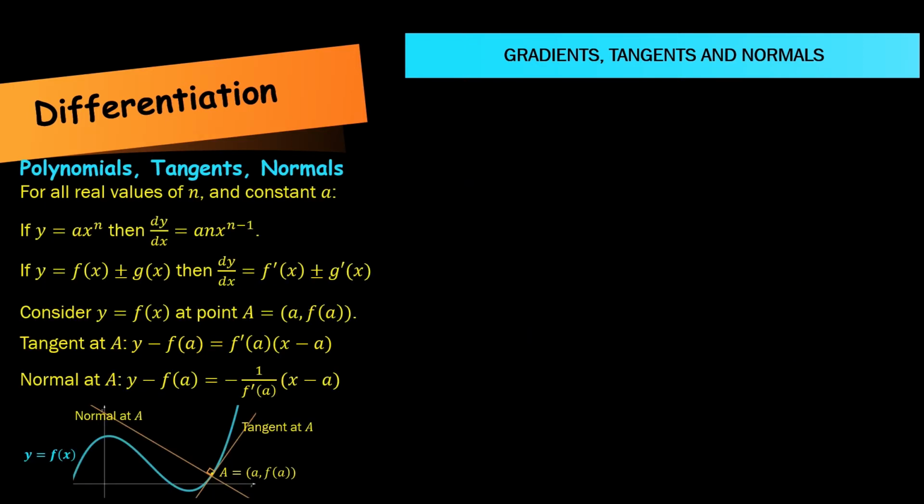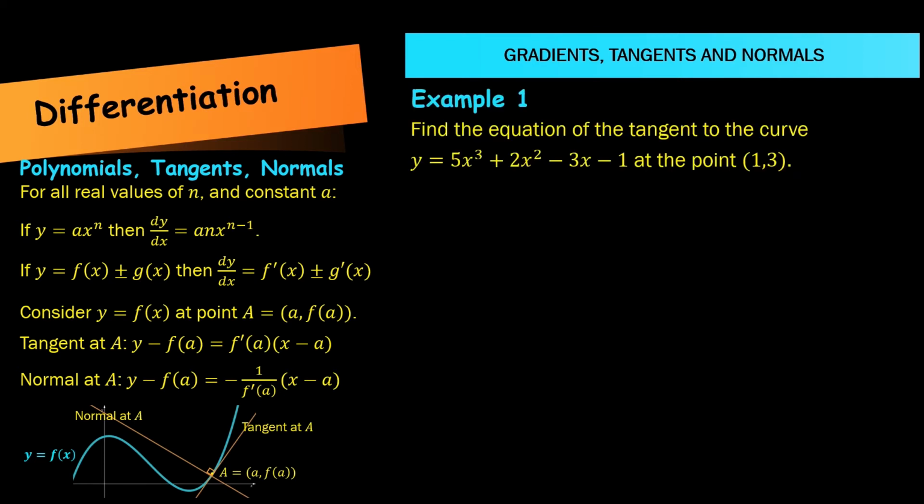Here's a summary of the key points. We're going to look at an example in order to understand some of these points in greater depth. Find the equation of the tangent to the curve y equals 5x cubed plus 2x squared minus 3x minus 1 at the point (1, 3). Let's solve this.